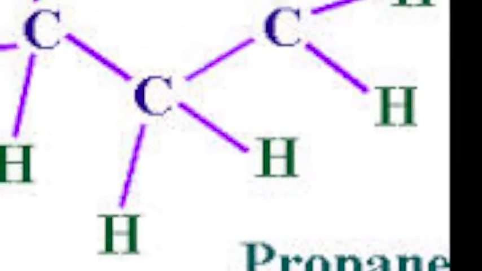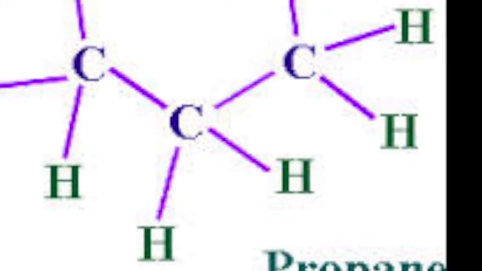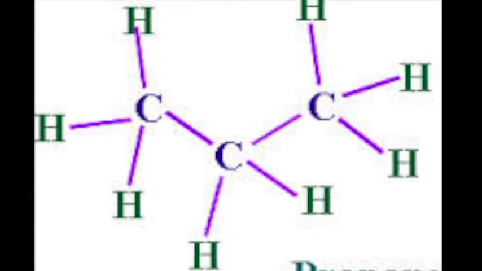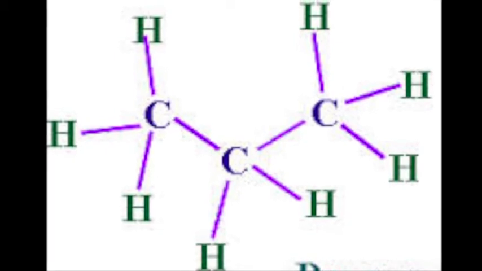Propane is a 3-carbon alkane with the molecular formula C3H8. To name this compound, first you have to determine the longest chain, which is 3, and then you give the prefix prop, and then, as it only has single bonds, you add the suffix ane.